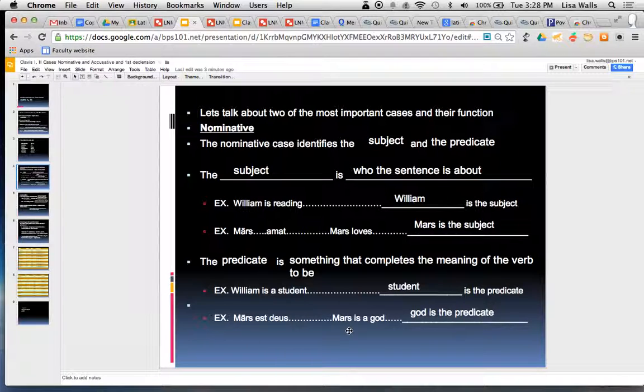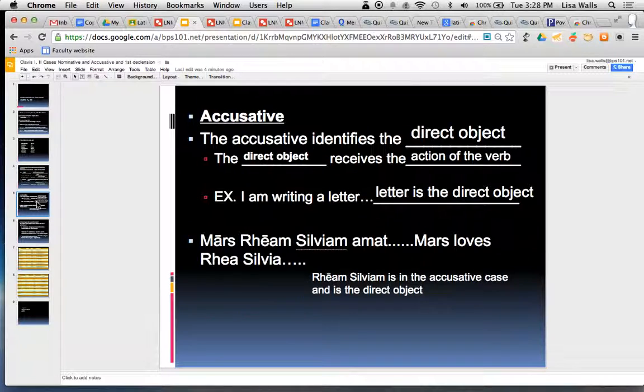Mars est deus, Mars is a god. God is the predicate because this is est. So Mars is what? Mars is a god. So basically, if it answers the question of what, it's a predicate. All right, and we can talk more about that tomorrow if it's not clear. We're going to be doing a lot of sentences in practice, so that should help.